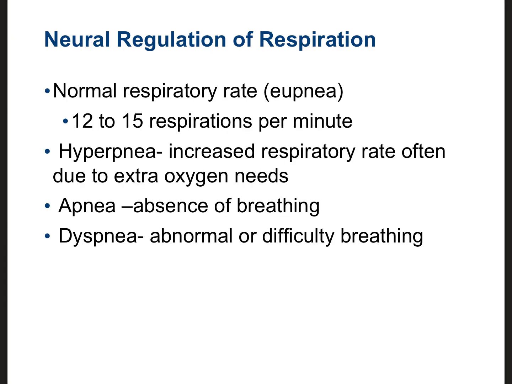So, neural regulation. Normal respiration is about 12 to 15 respirations per minute. That is called eupnea, right? That is normal, regular breathing, okay? Hyperpnea is faster than normal breathing, an increased respiration rate due to extra oxygen needs.